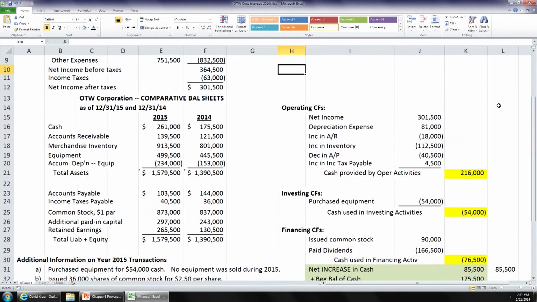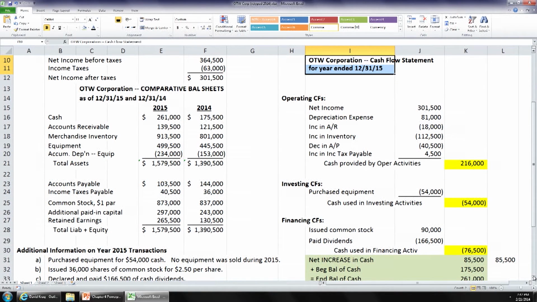Think back to Accounting 1. We have to prepare this in good form, don't we? Which means I like the name of the company, the name of the statement, cash flow statement, or you could say statement of cash flows, and then I need to title it correctly, right? For year ended 12/31/15. Whoops, correct that. I lovingly take points off in my class if students forget to prepare it in good form, okay?